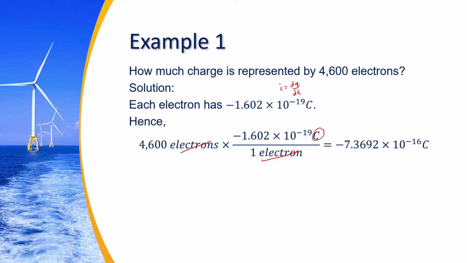Kapag na-cancel out natin iyan, meron lang tayong isang unit, which is the coulomb. Which is correct, kasi ang hinahanap natin is yung charge, which the unit of charge is coulomb. Tama? Therefore, kapag pinag-multiply natin yung dalawang magnitude niya, 4,600 at negative 1.602 times 10 raised to negative 19, makukuha natin itong sagot na negative 7.3692 times 10 raised to negative 16 coulomb. Ibig sabihin, hindi pa natin nagagamit itong formula, kasi conversion pa lang tayo.